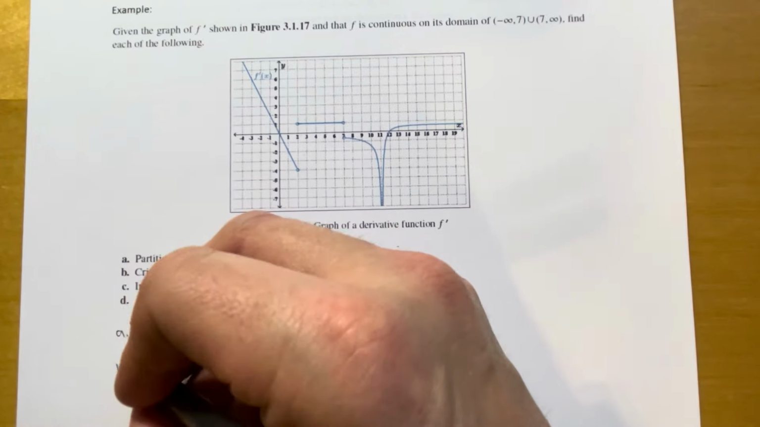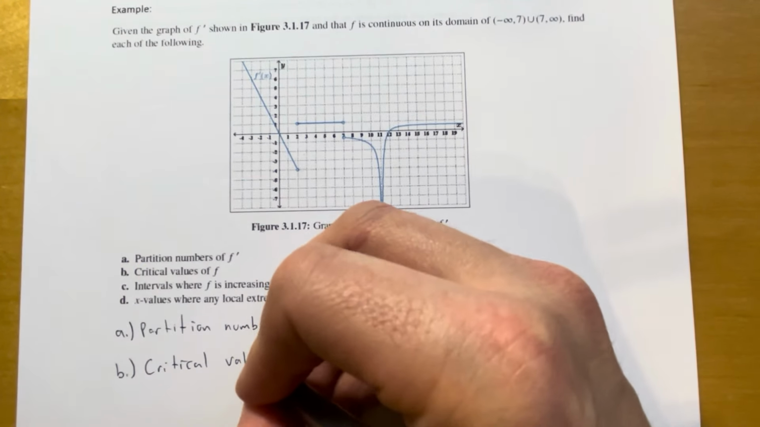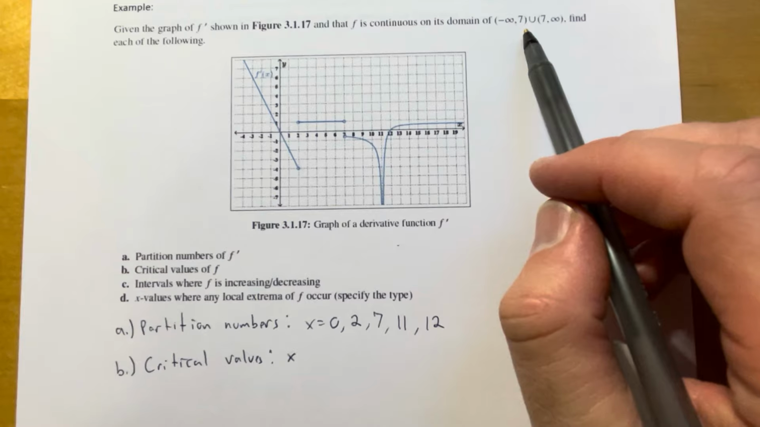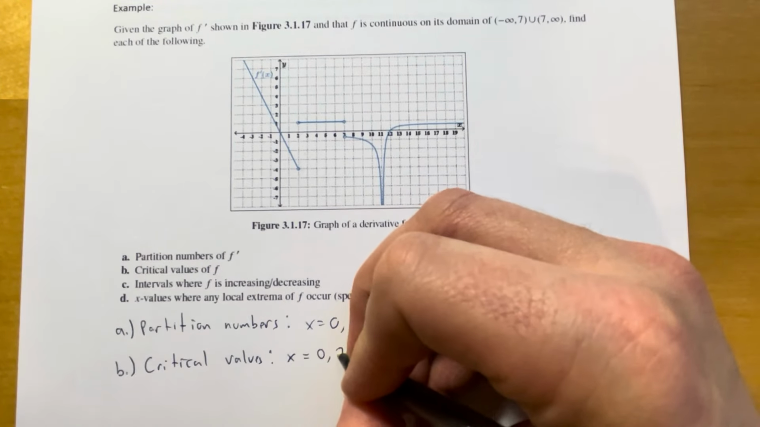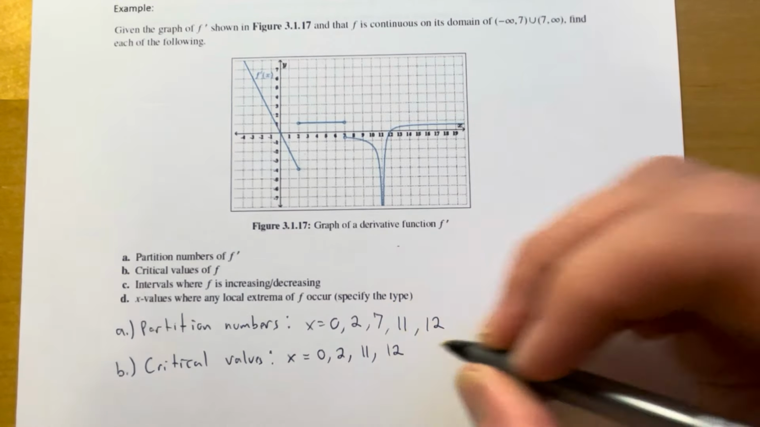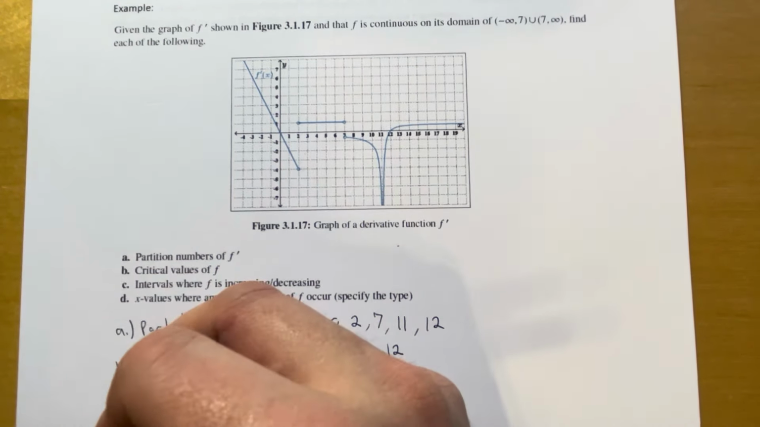So when I go and find my critical values, remember, the critical values are the same things as the partition numbers, except we would not include any numbers that are not in the domain of f. And the only number that's not in the domain of f is that 7. So x is equal to 0, 2, not 7, but 11 and 12. Okay? So we have almost the same list of values there.